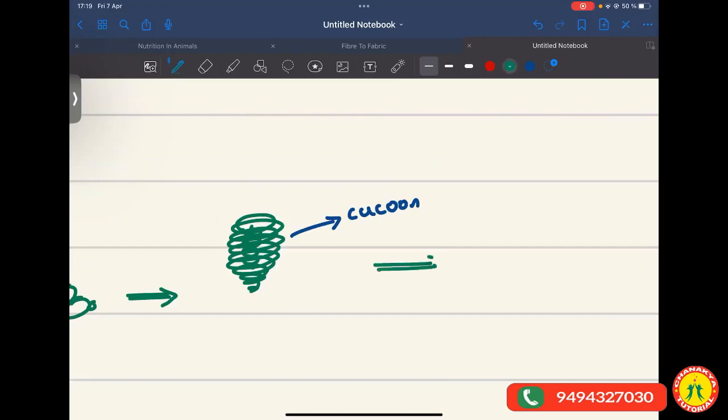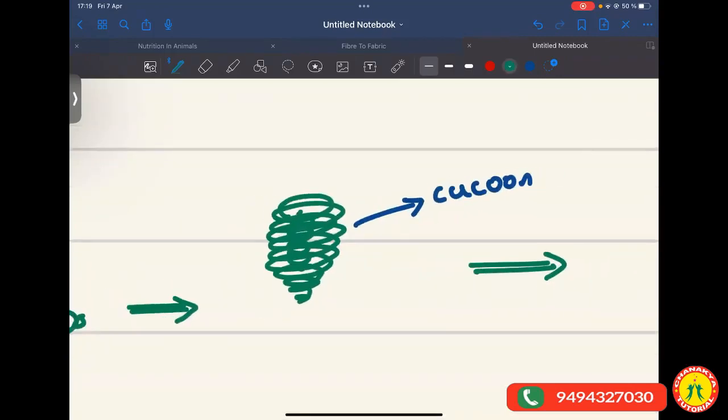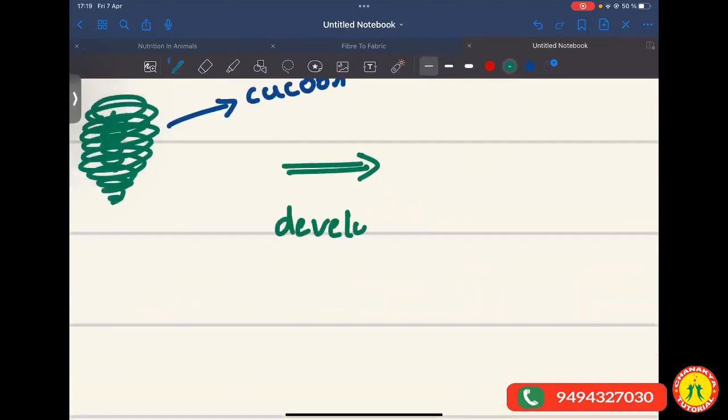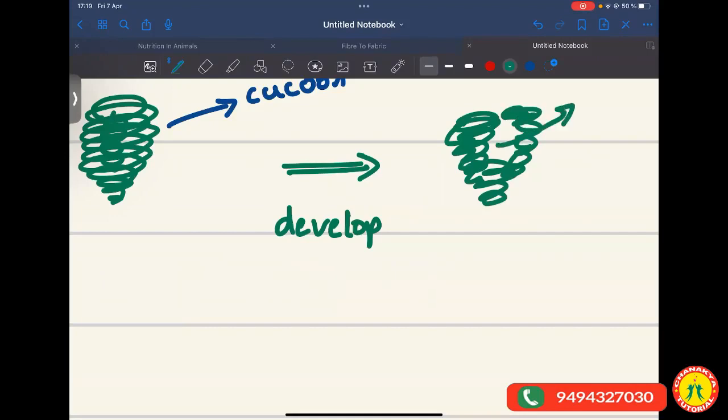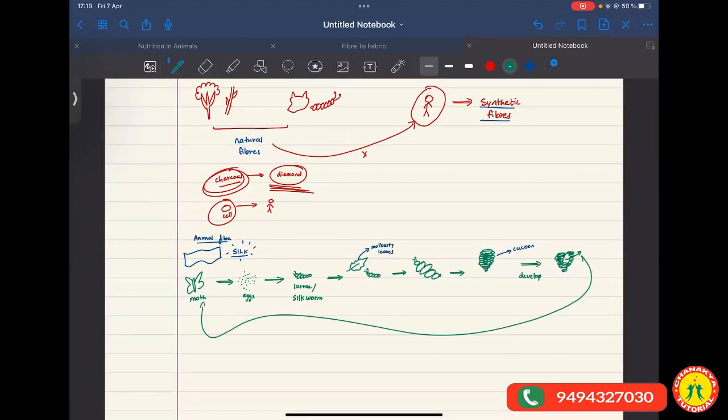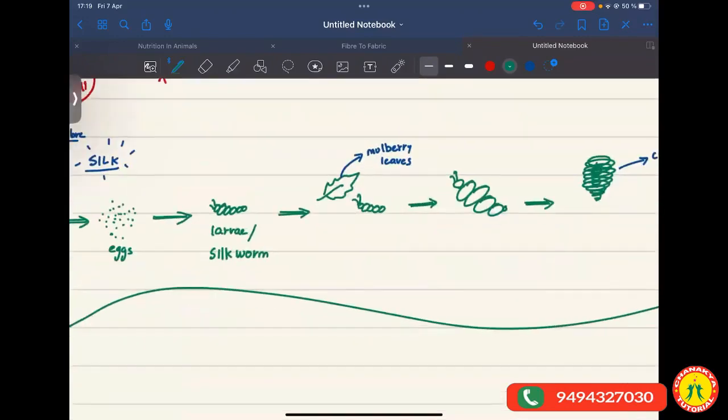Once this happens, the larva inside the cocoon, you can see the larva here, right? It's inside. The larva that's inside starts developing or growing. And what it does, it will break the cocoon, make a hole in the cocoon and fly out as a moth.